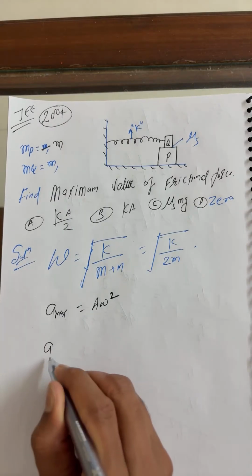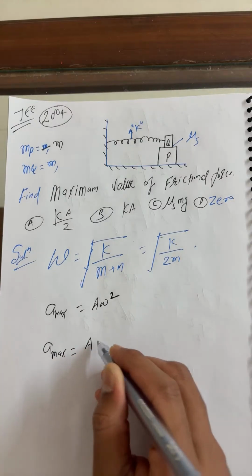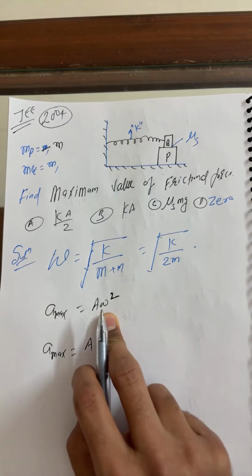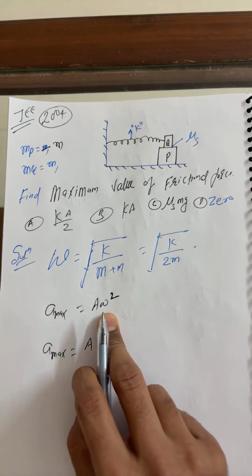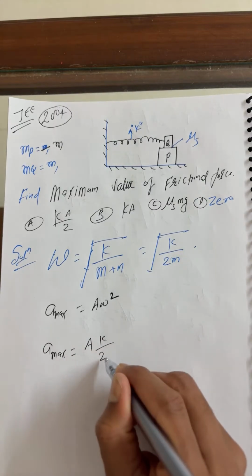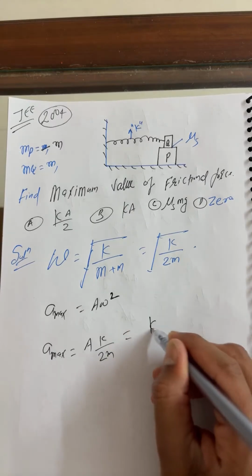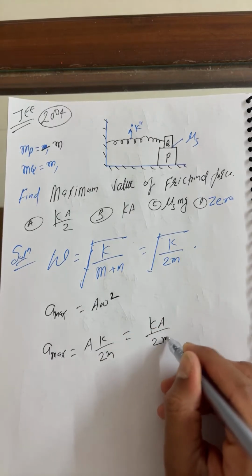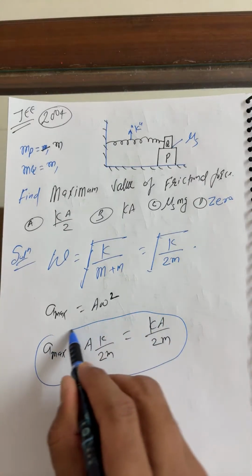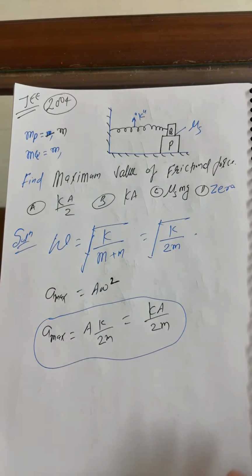So finally you can write the maximum acceleration as A times omega square, which is A times K upon 2M. So the maximum acceleration is K A upon 2M.